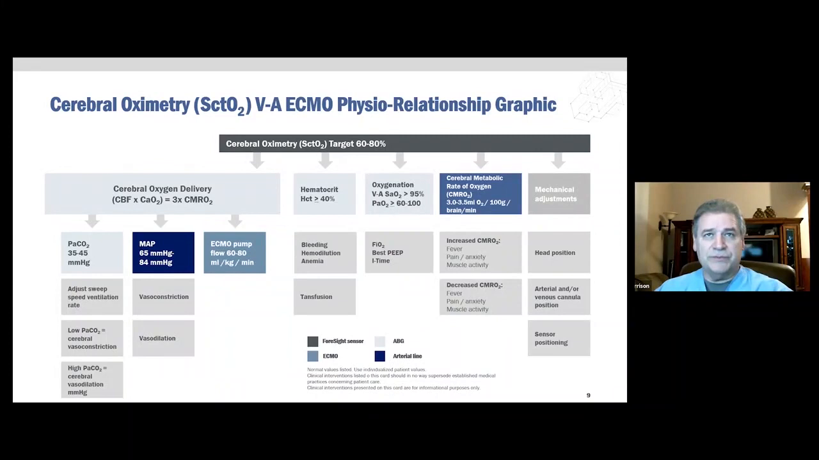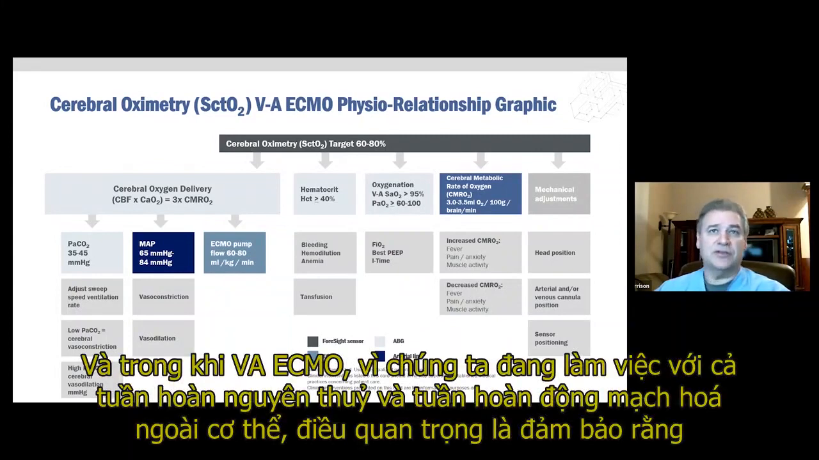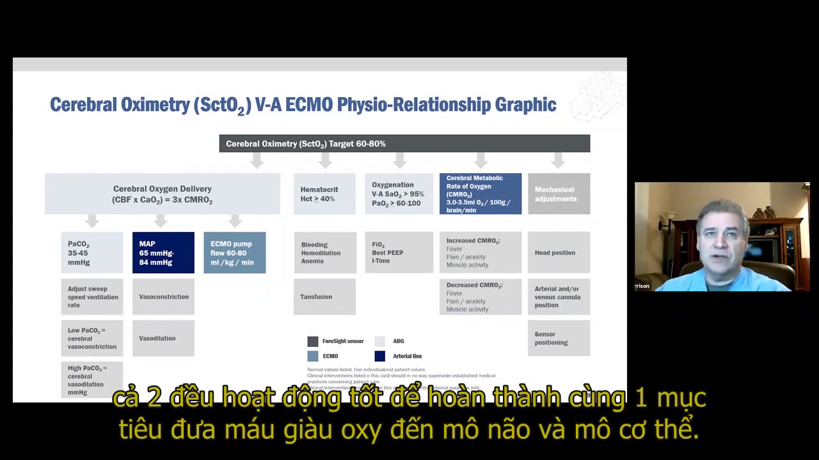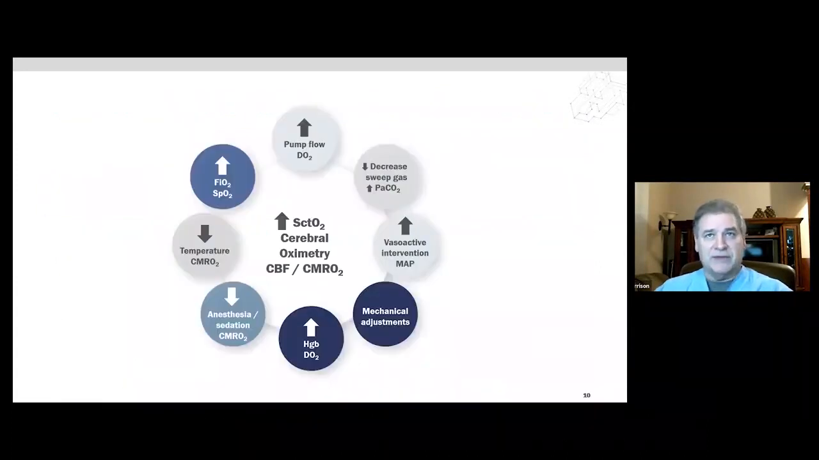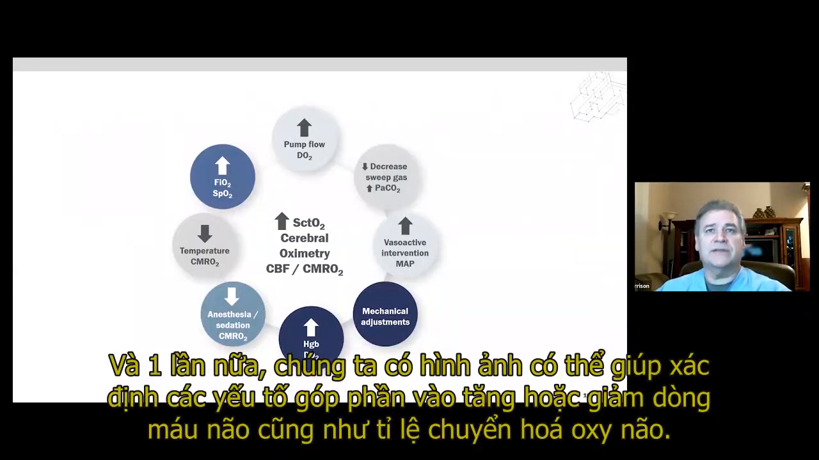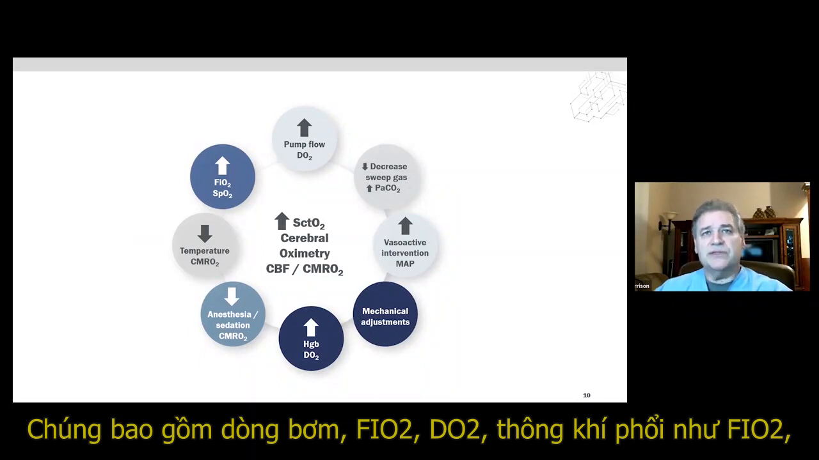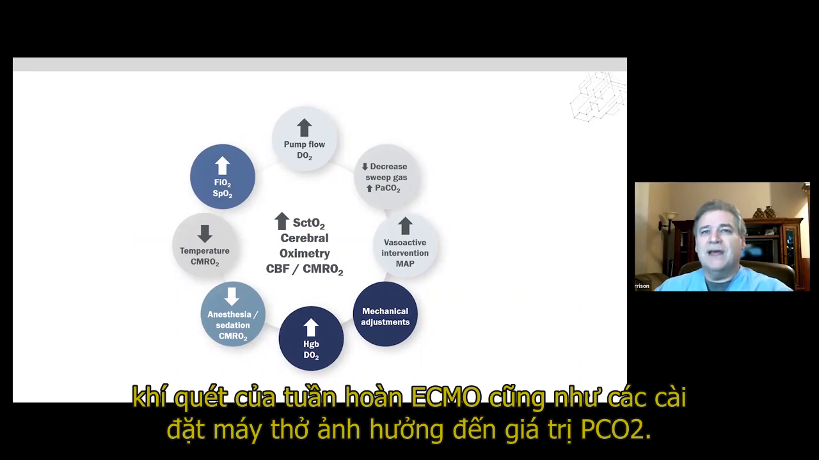And during VA ECMO, because we are dealing with both native and extracorporeal arterialized circulations, it is important to ensure that both are functioning to accomplish the same goal, which is to deliver oxygen-rich blood to the cerebral and somatic tissues. And again, we have a graphic that at a glance can help to identify those factors that may contribute to an increase or decrease in cerebral blood flow, as well as the cerebral metabolic rate of oxygen consumption. Those things include pump flow and FDO2, ventilation of the native lungs via the FiO2, the sweep gas of the ECMO circuit, as well as the ventilator settings that contribute to PCO2 values.